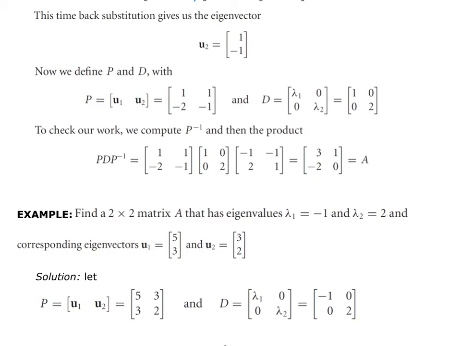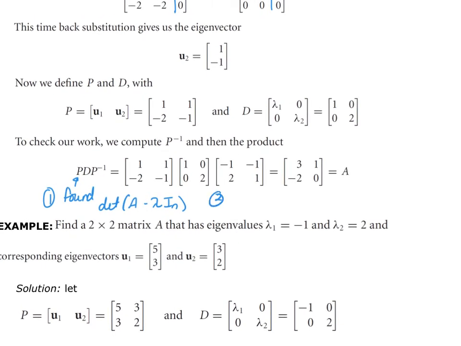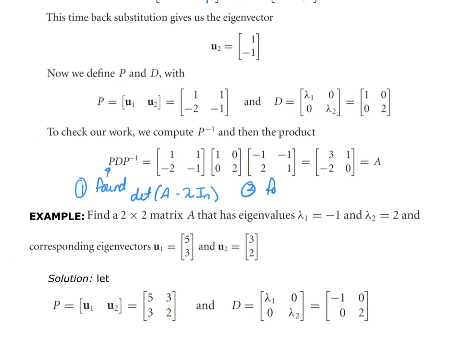So let me recap what we did. To find this P matrix, the first thing we did was we found the determinant of A minus lambda I sub n. That was the first thing we did. The second thing we did, this is just kind of a recap, was we found the solutions, or we found the factors of the characteristic polynomial.